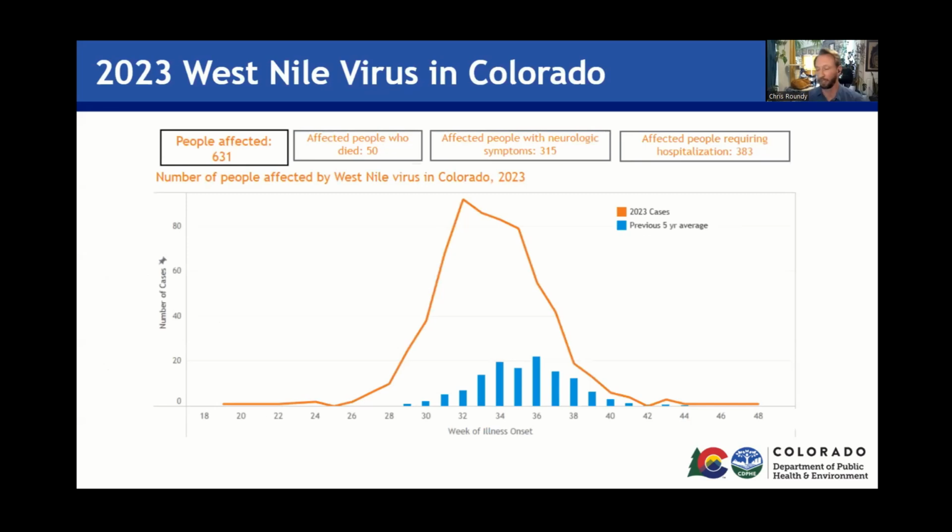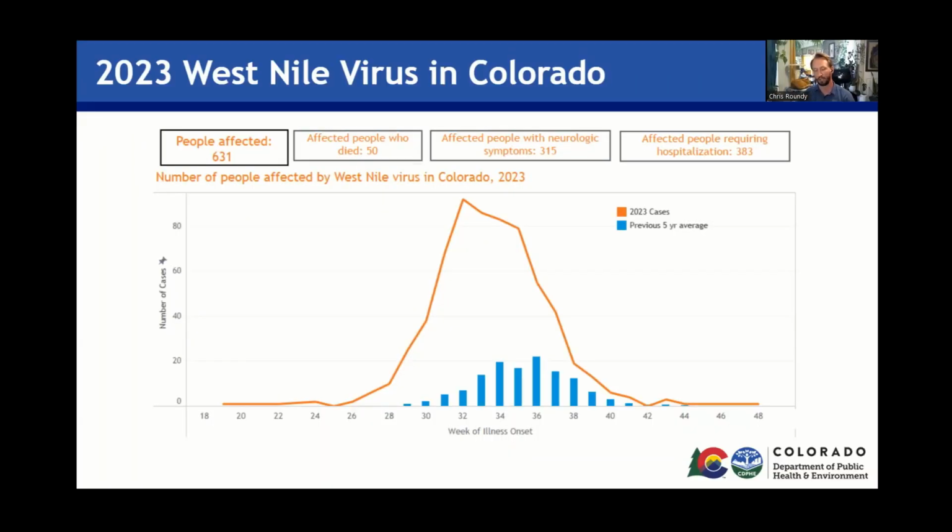So, big picture, what does West Nile virus look like in Colorado? This is what West Nile looked like last year. So last year was our worst year for West Nile virus cases in Colorado since the virus first showed up in 2003. So our worst year in 20 years.